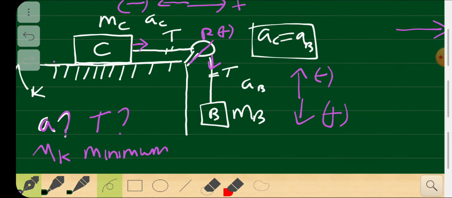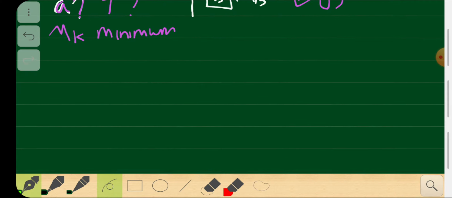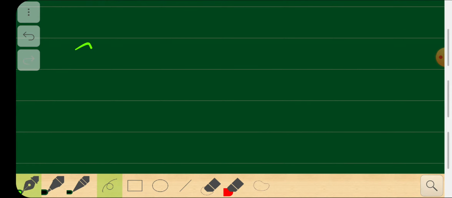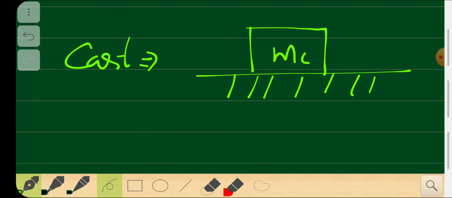Now I'm going to split up this problem for easiness into two parts: the cart and the block. The first part is the cart part. Now you can see the cart is like this, with some frictional coefficient mu k and some mass mc. The cart is just like that. Now there is a pulley here and there is a tension C.